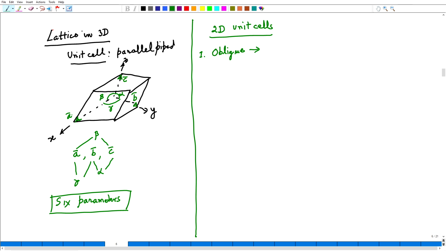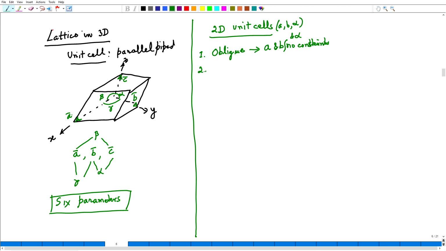A, B and alpha. So, they have 3 parameters here: A, B and alpha. They are all unrelated. So, A and B have no constraints. In fact, even alpha has no constraints. So, A, B and alpha can take any kind of value that is possible.